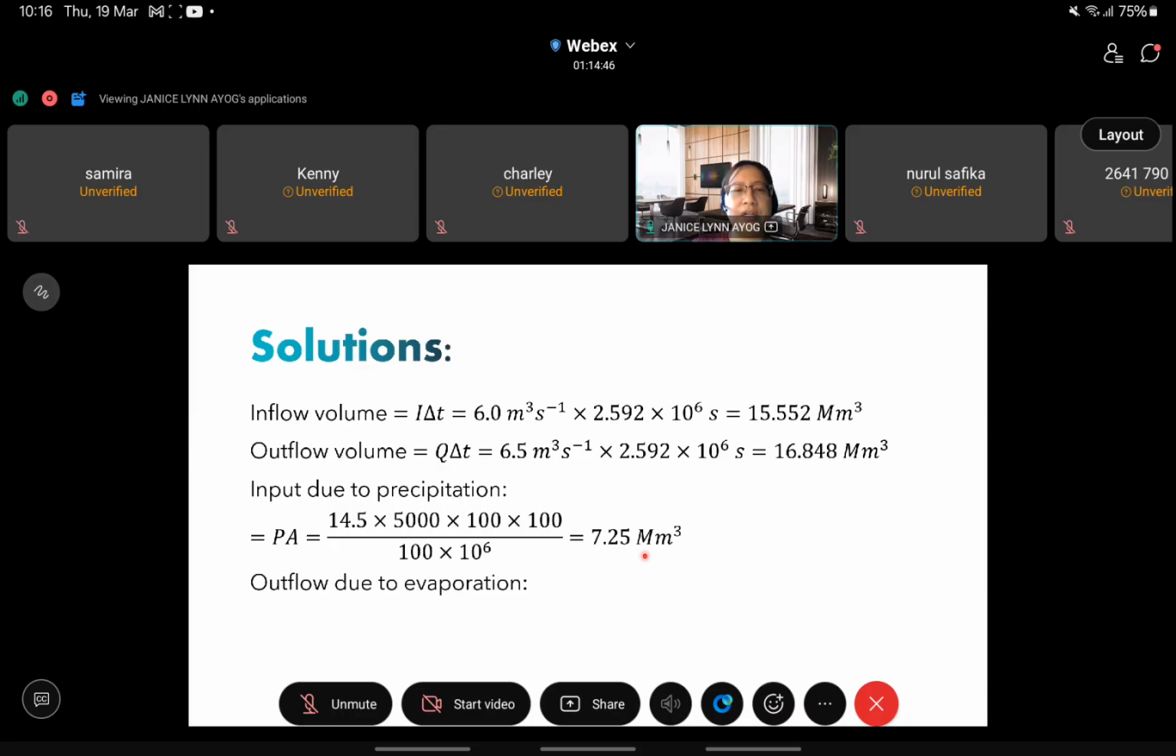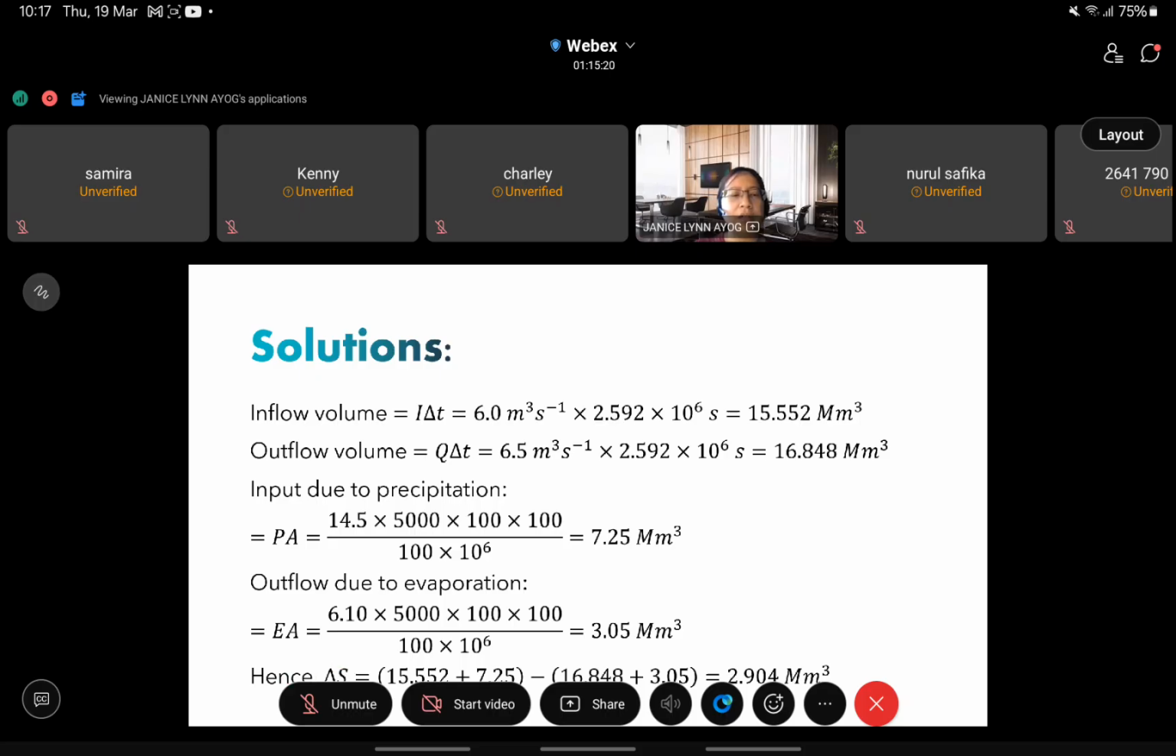Outflow due to evaporation is also similar to calculating the precipitation. This is the precipitation in mm, if I'm not mistaken. But this one here is the hectares, which you have to convert into square meter so that you get this. The big M here is actually mega. It's a mega cubic meter, in case you're curious.